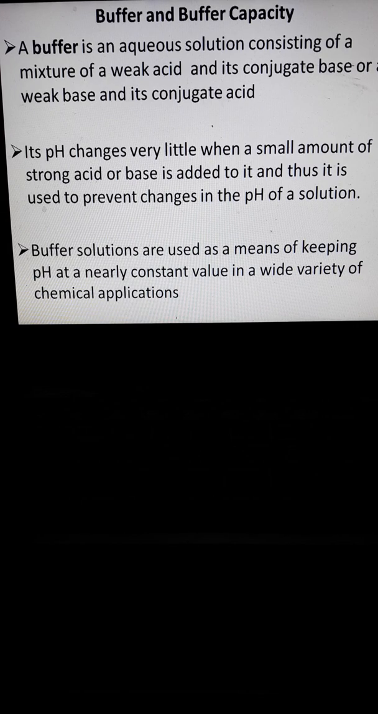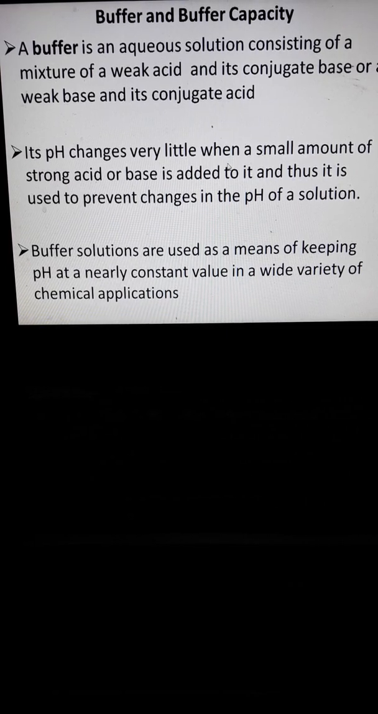Okay, that is a weak acid. So for a weak acid, the pH is between 6.5 to 7. The pH changes very little when a small amount of strong acid is added, and thus it is used to prevent changes in the pH of the solution.